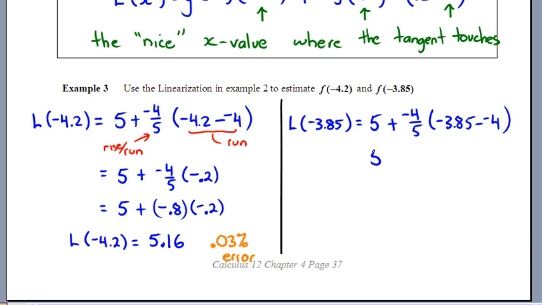Okay, so I have 5 plus, we already have seen that this is minus 0.8. We're going to head to decimals. And this, negative 3.85 plus 4 is 0.15. Okay. Can we do that in our head? You know, if you really work at it, you probably can do it in your head. Right? I've got this 5 plus, this is going to be negative 0.8 multiplied by a, let's split this up as a 0.1 and a 0.05. We'll do it separately. We can do it in our head.